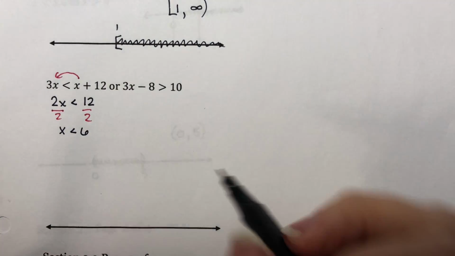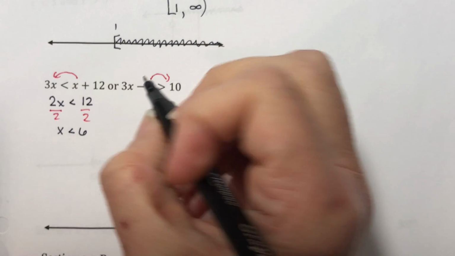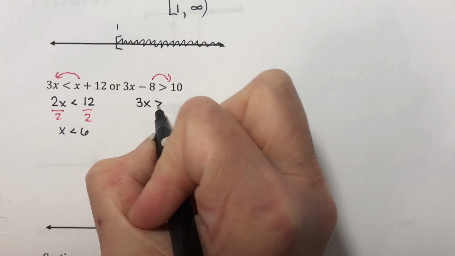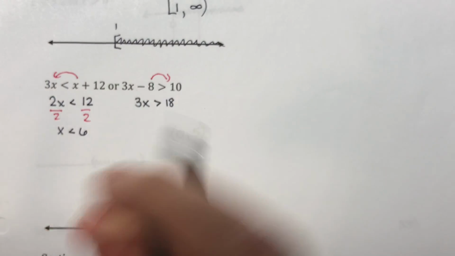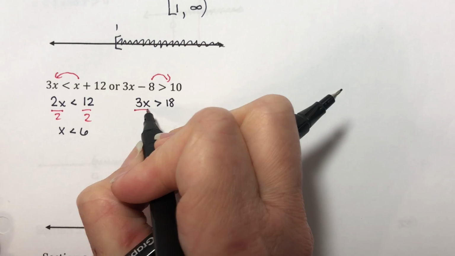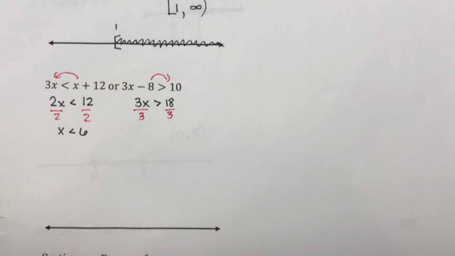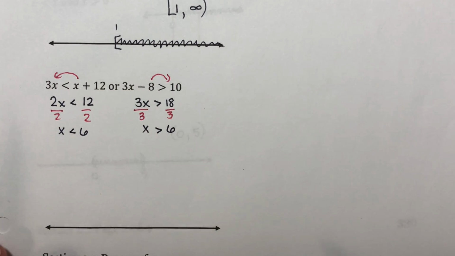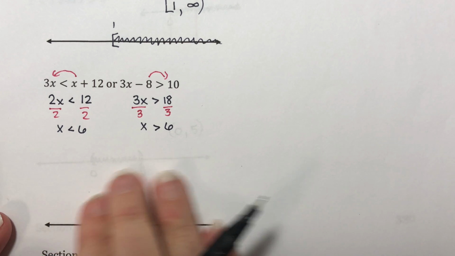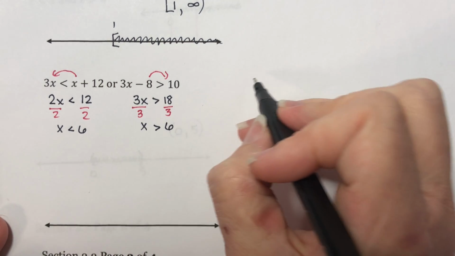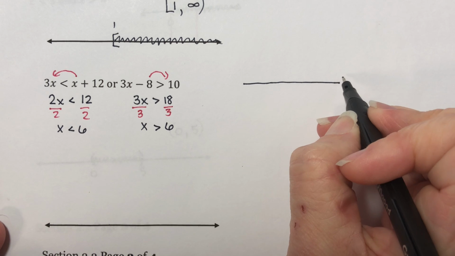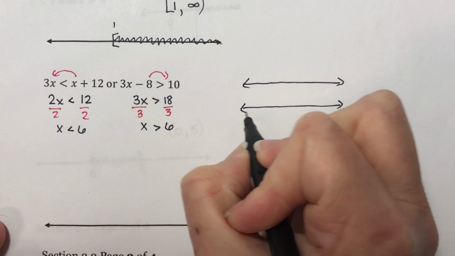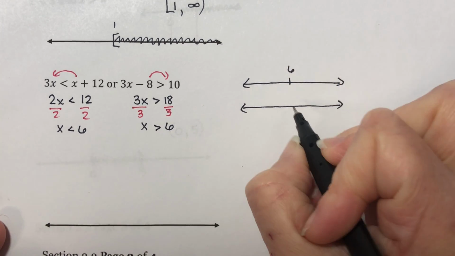Okay. Here, I need to add 8 to both sides. So I get 3x is greater than 18. Divide both sides by 3. And you get x is greater than 6. Okay, this can be a very tricky problem because if you're not careful, you will think that everything is part of your answer and it's not. Okay, so the number I need to see on both of these is 6.